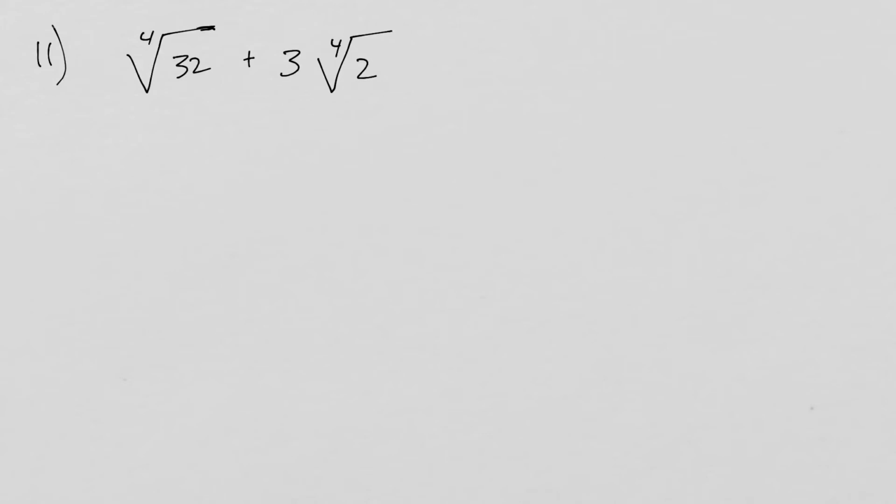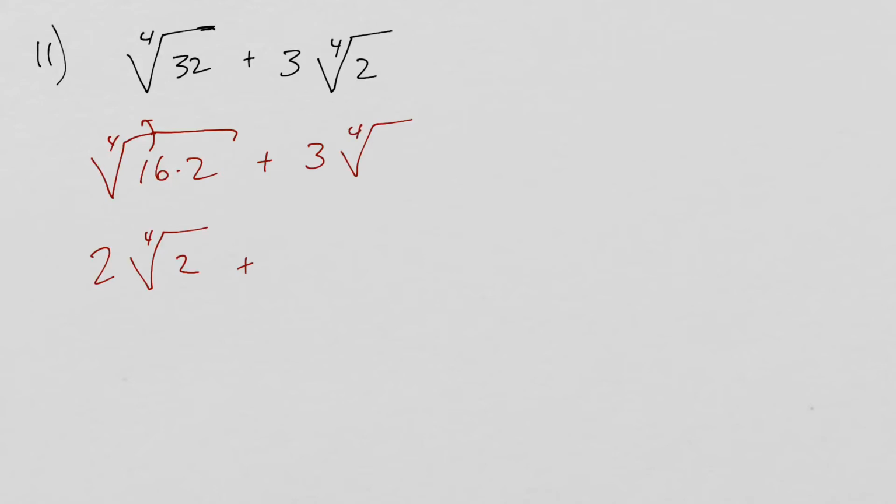Okay, so this is the fourth root of 16 times 2. When we take out the 16, we fourth root it and we get 2. And this is already simplified. So now we have like terms because they're both fourth roots of 2. So 2 plus 3 is 5 times the fourth root of 2.